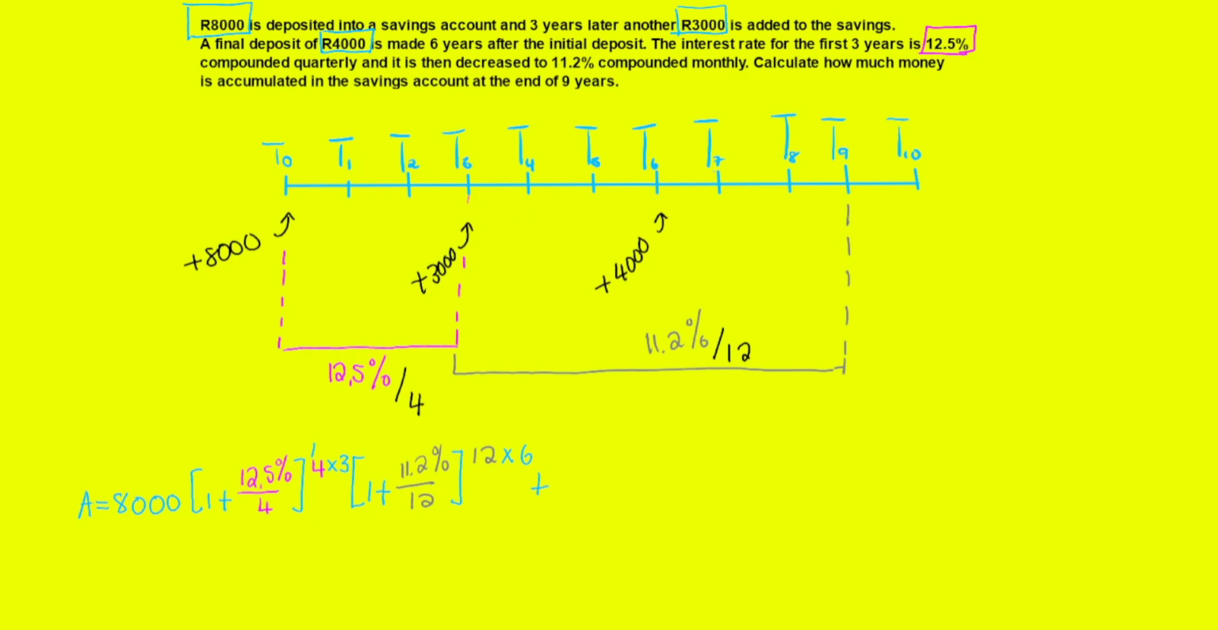Once that's done, we focus on the 3,000. It was only affected by the 11.2% because, well, after year 3, the 11.2% is the one that is in control. So our 3,000 was only affected by the 11.2%, which was compounded monthly. So you divide by 12 and you raise it to the power of 12 times how many years? Well, 1, 2, 3, 4, 5, 6. So for the remaining 6 years.